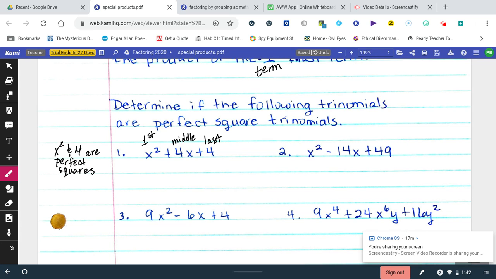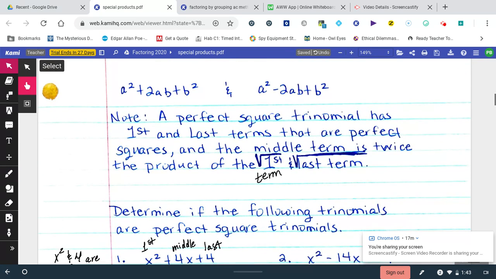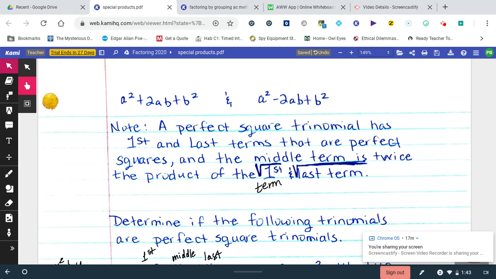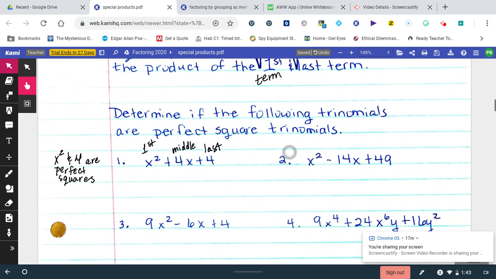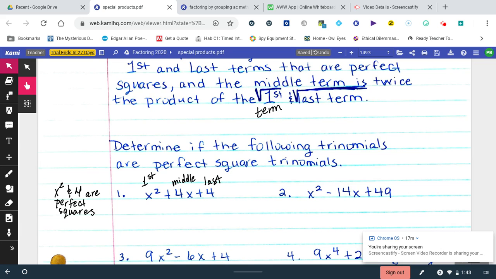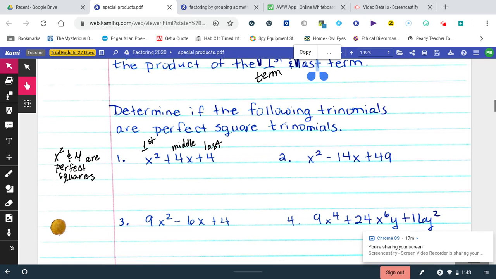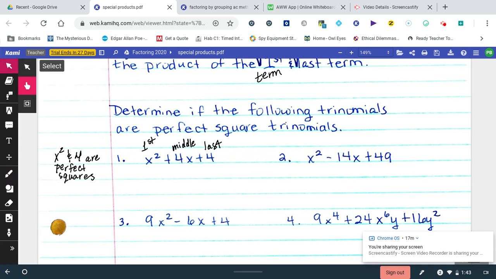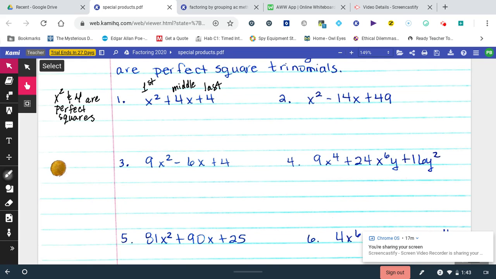Okay, so now what does it say about the middle? If I go back up here and look again, the middle term has to be twice the product of the square root of the first term and the square root of the last term. I need to find the square root of the first term and the square root of the last term first, and then I can multiply by 2. So you're going to find the square root of the first and the square root of the last, and then multiply by 2 to check it. Check the middle.